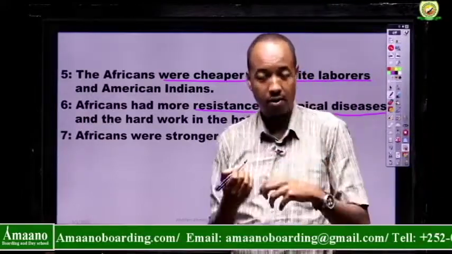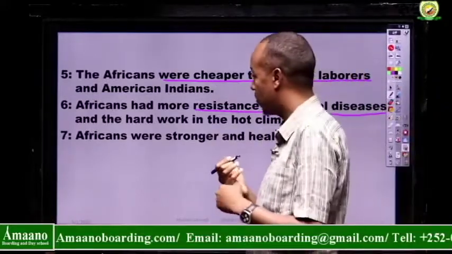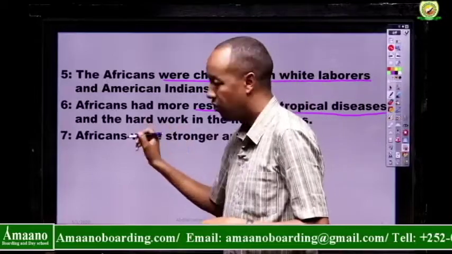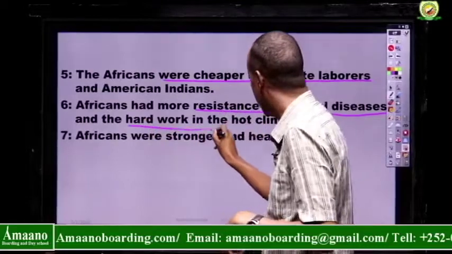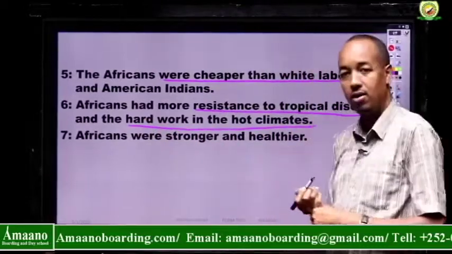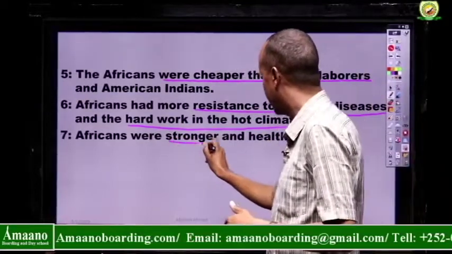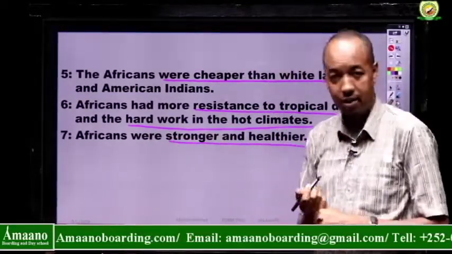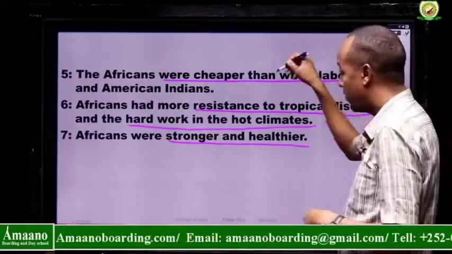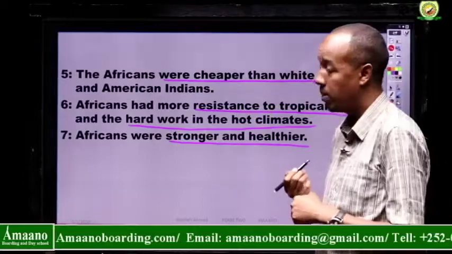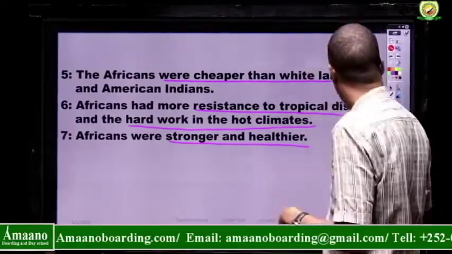They were brought up in a rough life, and at the same time they were very strong and very tall, and they could work hard in the hot climates because they had adapted. Their land was very hot. And the other one was in terms of strength and health. They were stronger and at the same time healthier. So these are generally the main reasons behind Africans being enslaved by the Europeans.